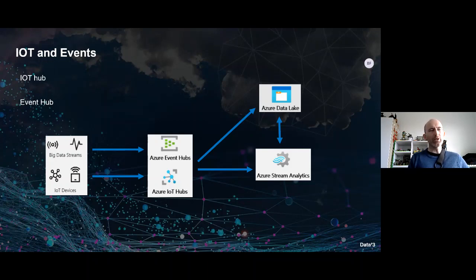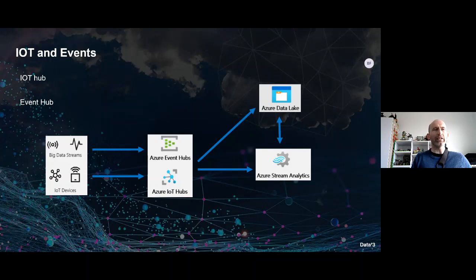So we have our big data streams, which is our event data, and we have our IoT devices. We then have our event hubs and our IoT hubs. The event hub captures data as it is sent through. The IoT hub also does this, but the difference is the event hub is one way, the IoT hub is dual direction. So the IoT hub can also send instructions back to the IoT device. These instructions might be as simple as update your software, but it might also be something like change the rules.